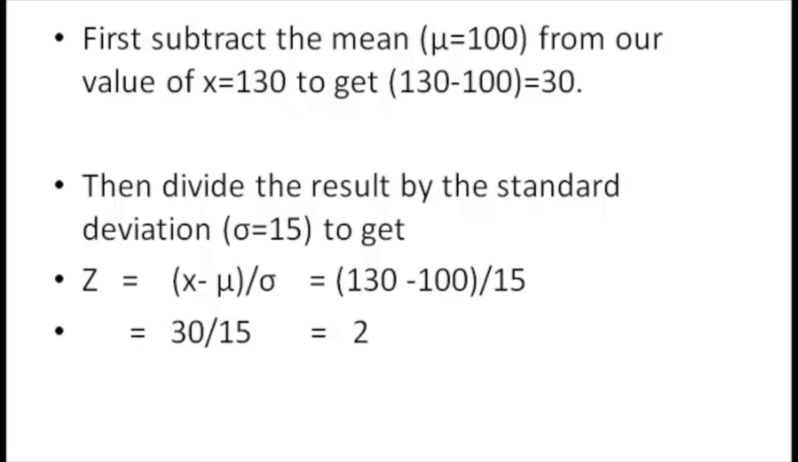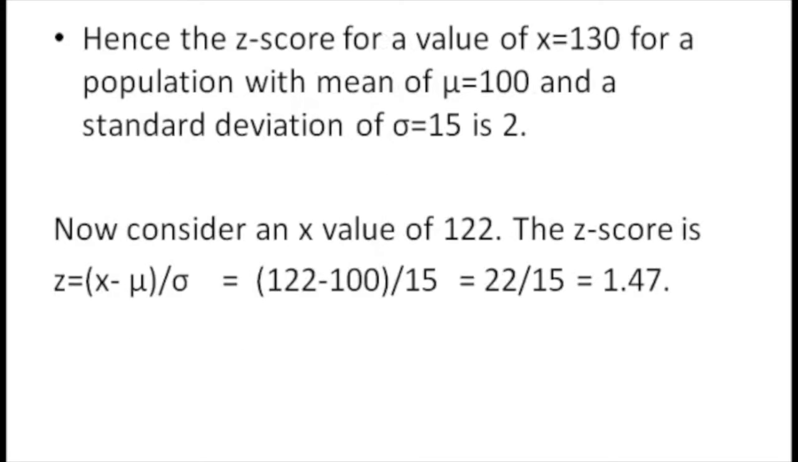Then divide the result by the standard deviation, sigma equal to 15, to get z equal to x minus mu over sigma, which is equal to 130 minus 100 over 15, that is 30 over 15 or 2. Hence the z-score for a value of x equal to 130 for a population with a mean of mu equal to 100 and a standard deviation of sigma equal to 15 is 2.